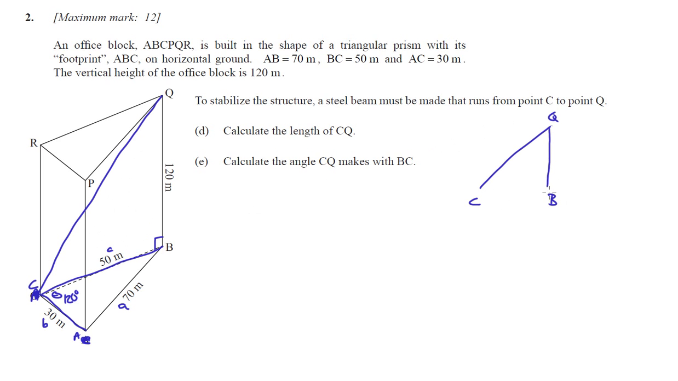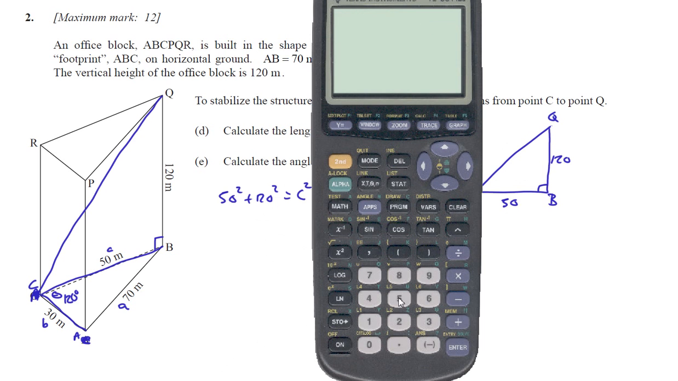So we've got something that looks like that. There's our right angle. We know that this is 120. We know that this is 50. So to figure this out, we're just going to have to do A squared plus B squared equals C squared, right? So we'll do 50 squared plus 120 squared is going to equal our CQ length. So we'll still just call that C. Right? So put that into our calculator.